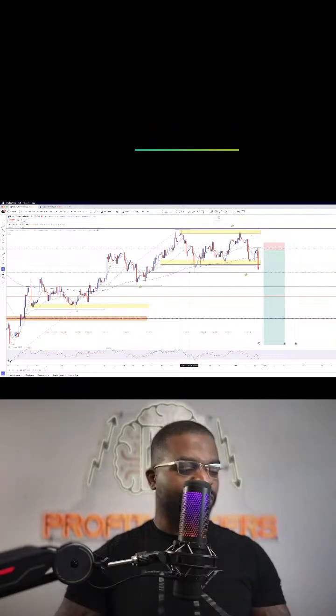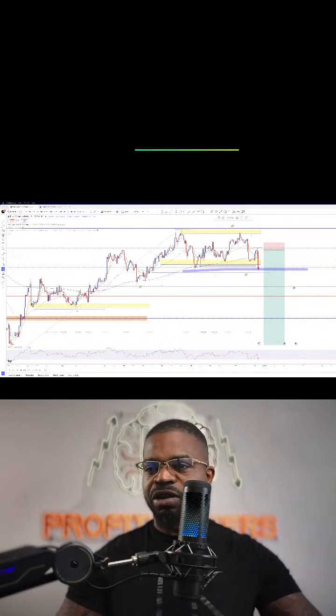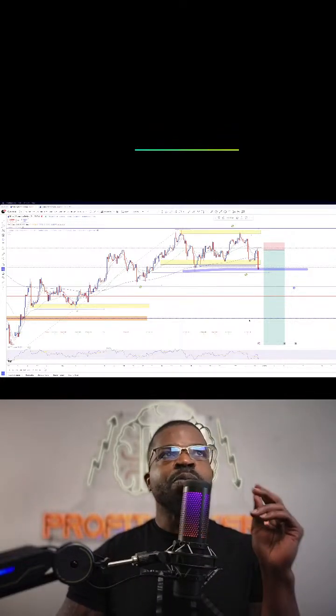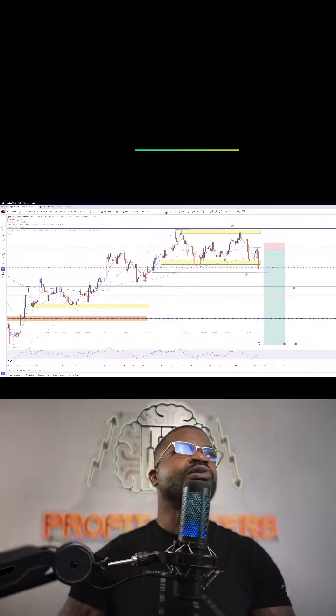So when you get to the lows, the way to protect yourself is to make sure that you do not rush. The break and retest method is the best tool that you can use when it comes to structural levels like this in the market. Okay?